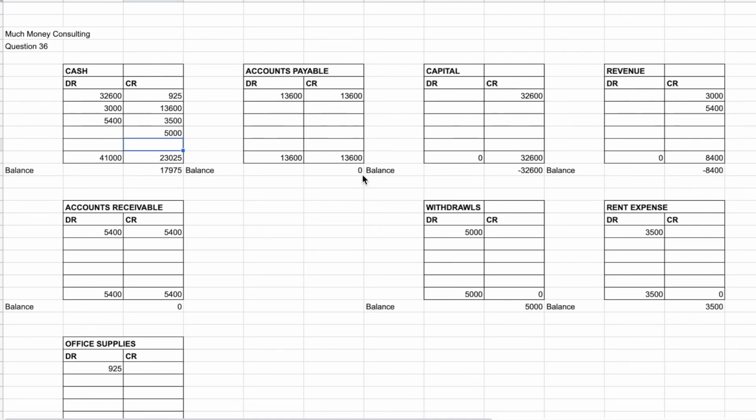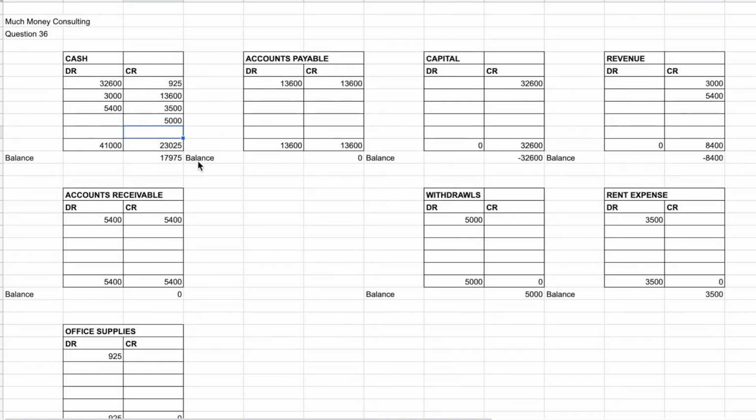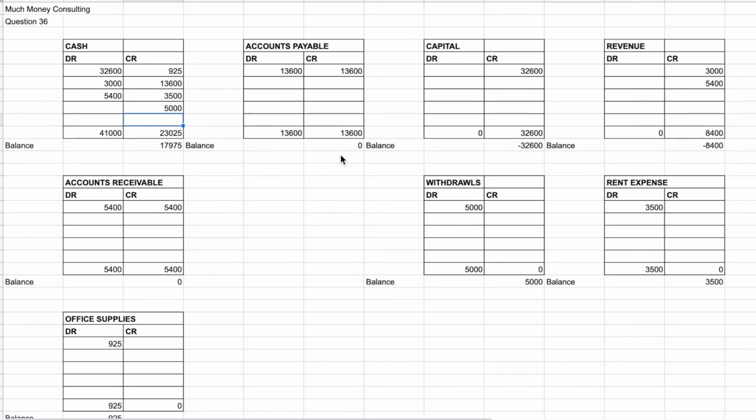The balance in our capital account is $32,600 credit. So we're sitting on the credit side. The balance in the revenue account is $8,400 credit. So you see how this works. What we're going to do is take the account balances and place them in a trial balance. All a trial balance does is take each individual account and put the balance in, depending on whether the balance is debit or credit in that T account.